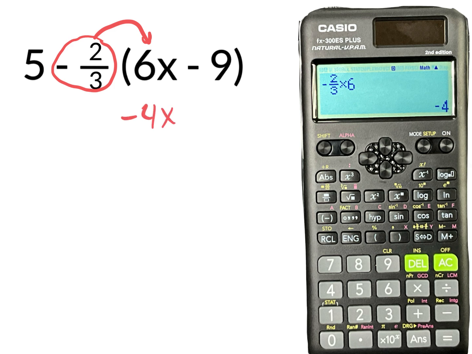Are you with me? The calculator does it for you, guys. Can't get easier than that. All you got to do is get comfortable with the calculator. And then after that, do -2/3 times this -9, right?